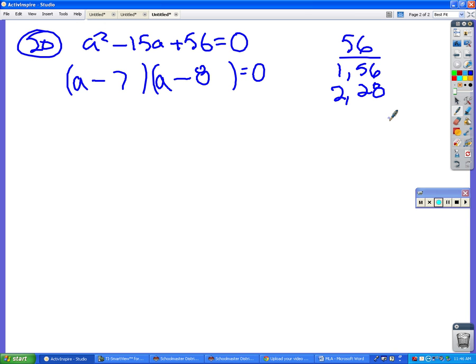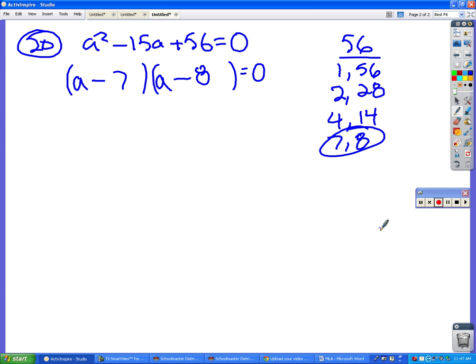Then if you go from there, the next one that goes in there evenly is 4. And 4 goes in there 14 times. Can I get a 15 out of 4 and 14? No. But I'm getting closer. And then the next one is 7 and 8. And that's the pair that works. Okay? So it's just a guess and check thing. Just start plugging numbers in there and see if they work.